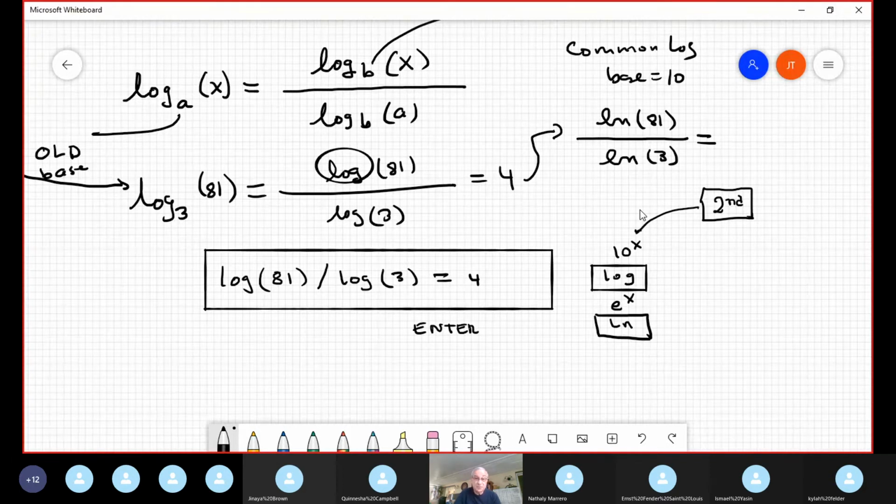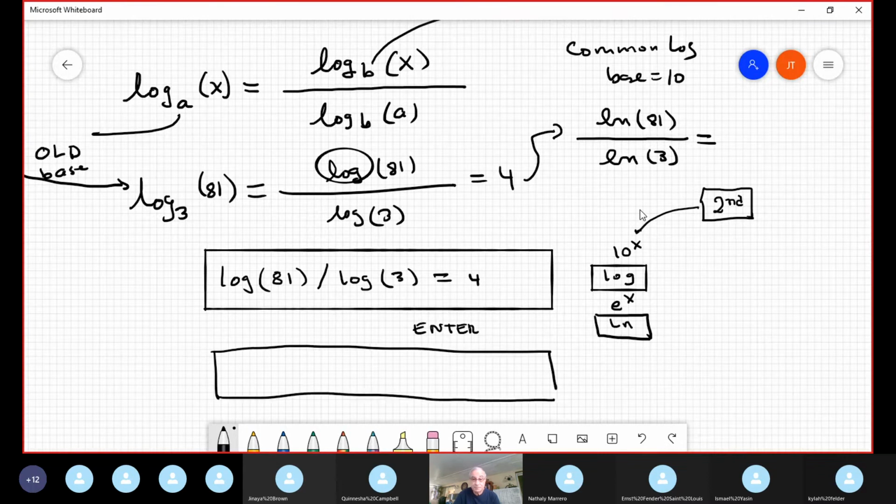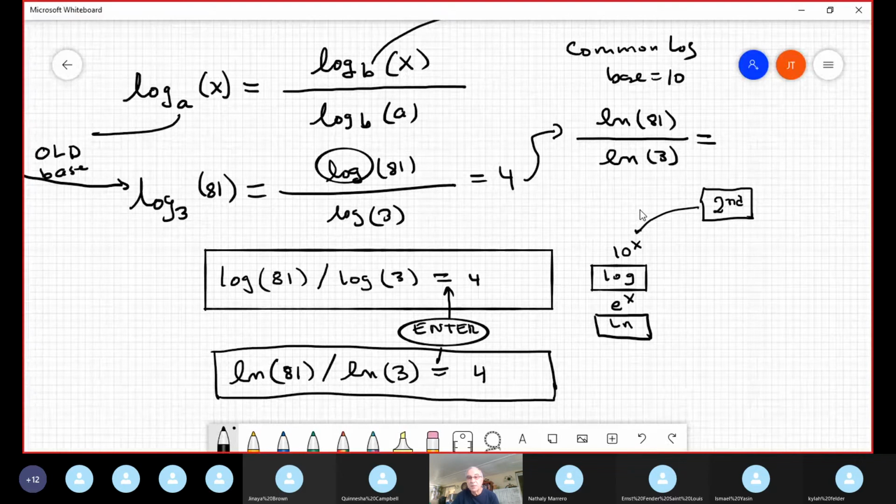I press ln. This is my display now. I press ln. Automatically, the calculator opens the first parenthesis. I put 81. Close the parenthesis. I type division, ln again, of 3, and close the parenthesis. Ln of 3, and close the parenthesis, and press enter, which is equivalent to the equal sign, no? And press enter, bam, and the answer is the same, guys, it's 4.